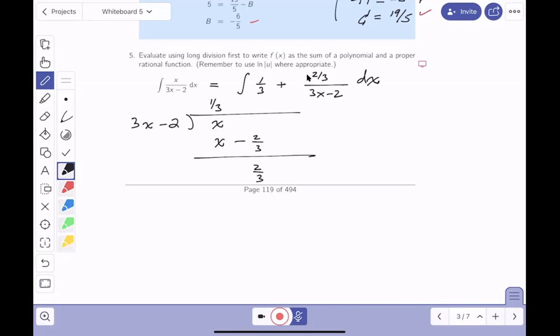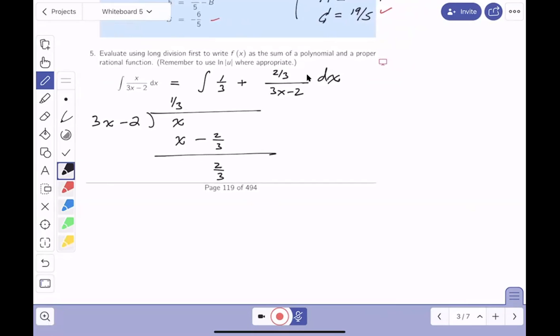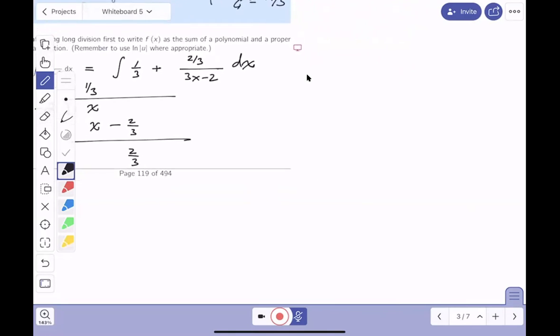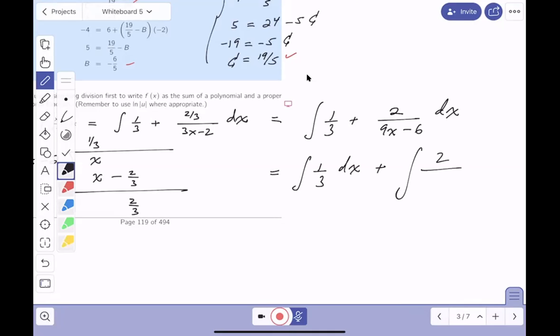All right. Now, what do they want me to do? They want me to evaluate using long division first to write f of x as a sum of polynomials and a proper rational function. I've done that. All right. So let's see if we can maybe clean it up a little tiny bit. And again, we have an answer key. We can always look at that. And we get 1/3, which is super simple. Plus, this would be 2 multiplying top minus by 3. This would be 9x minus 6 dx. All right. And what I'm going to do is split into 2 integration problems: 1/3 dx, which is really easy to do, plus 2 over 9x minus 6 dx.